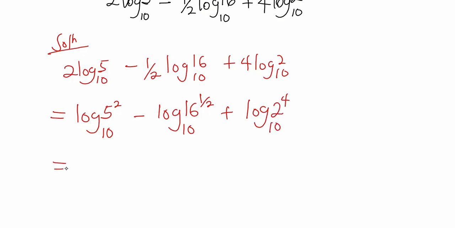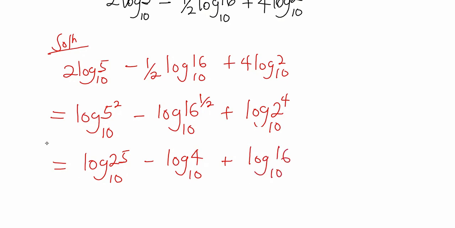Now at this point, we can break it down, and we know logarithm of 5 exponent 2 base 10 can be written as logarithm of 25 base 10 minus, now 16 exponent half simply means the square root of 16. Now when we take the square root of 16, we know we're going to get 4. So that's the meaning of 16 exponent half. So you have logarithm of 4 base 10 plus logarithm of, now 2 exponent 4 gives us 16. We have our base 10 here.